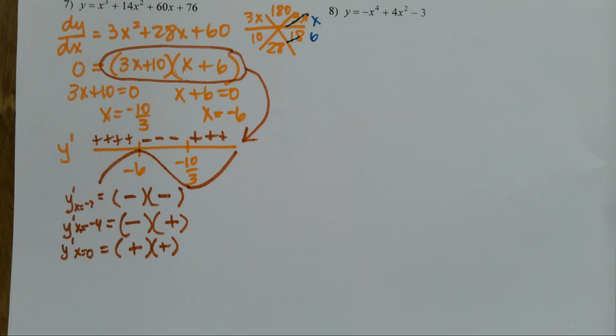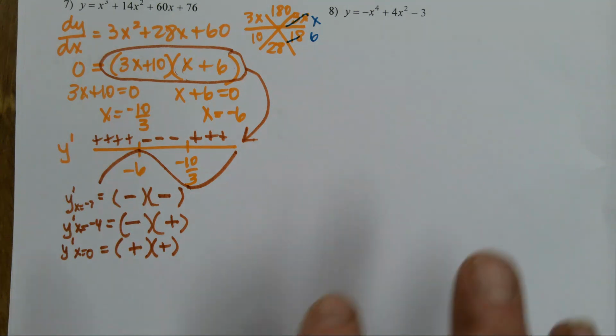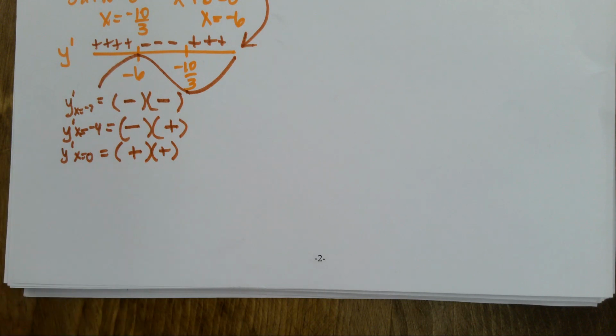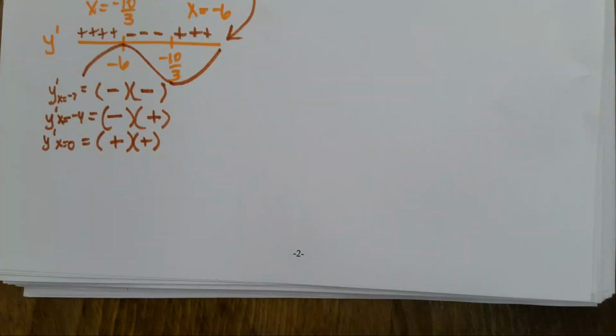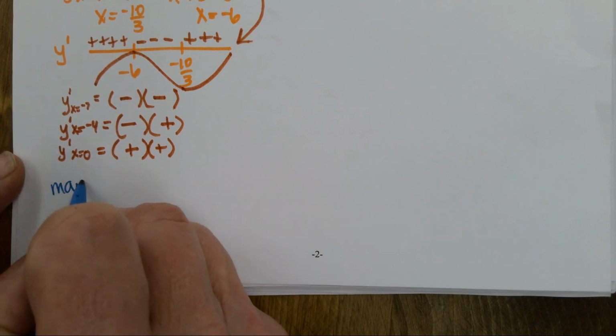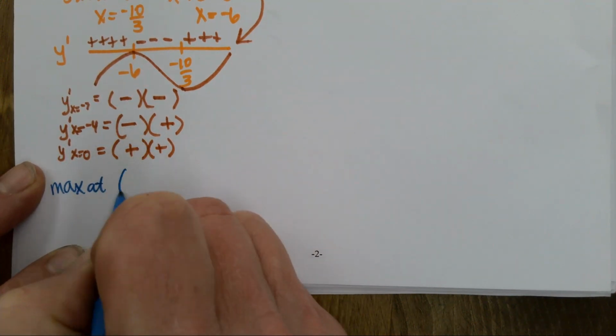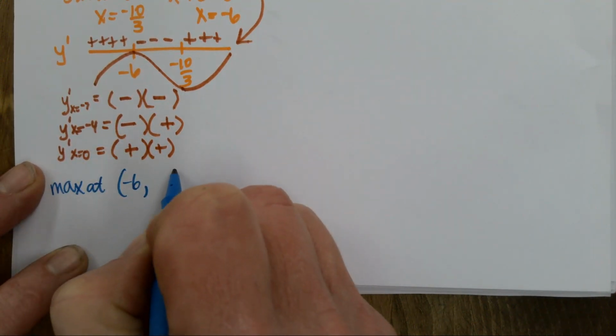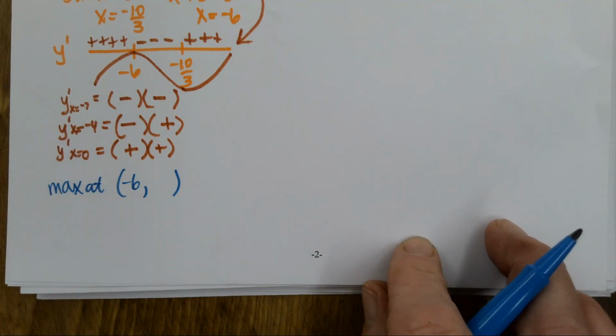I'm increasing and then decreasing, so -6 must be a max. And then if I'm decreasing then increasing after that, -10/3 must be a min. So I say that I have a max at -6 comma something. I'll figure out that something in just a bit.